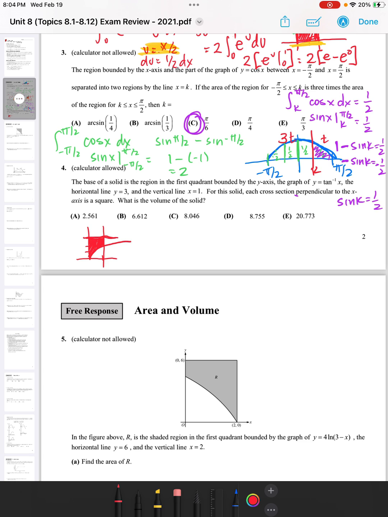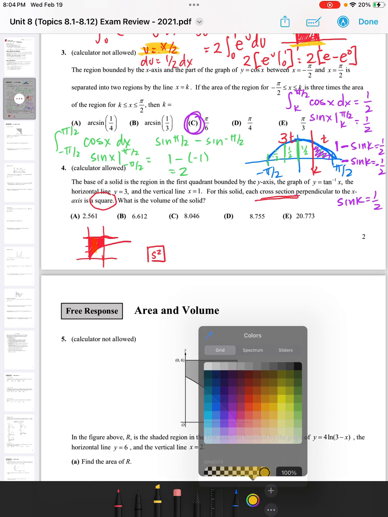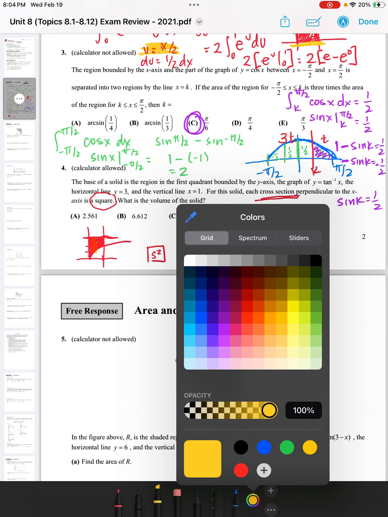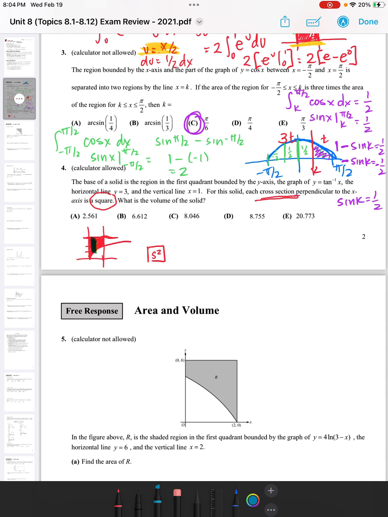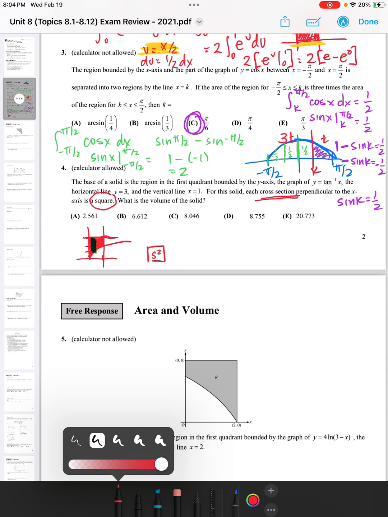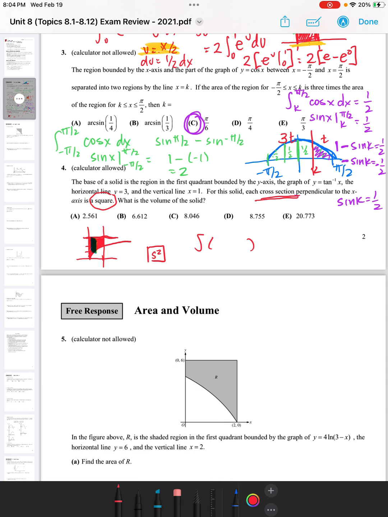And we are going to do this with cross sections to make this three-dimensional figure, where each cross section is going to be a square. So the area of our square is side squared. So if we can figure out what my side length is going to be right here, that's not the right color, let's try something else. All right, that side length right there. If we can figure out that side length, then we know we can integrate my side length squared dx to find the volume.